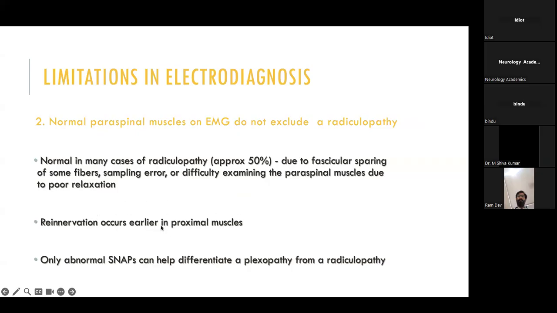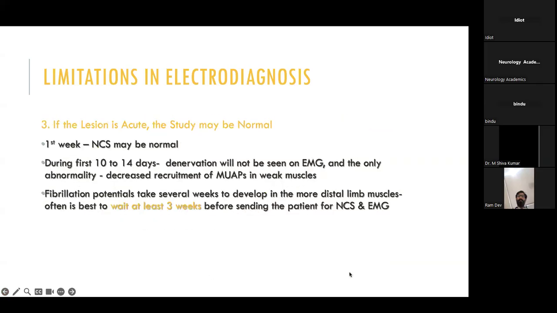So the muscle might have been reinnervated, or else there may be a fascicular sparing, sampling error, or difficulty in examining the paraspinal muscles due to poor relaxation. But only abnormal SNAPs can differentiate a plexopathy from a radiculopathy. If the lesion is acute, the study may be normal because during the first 10 to 14 days, denervation will not be seen. And in the first week, NCS also can be normal.